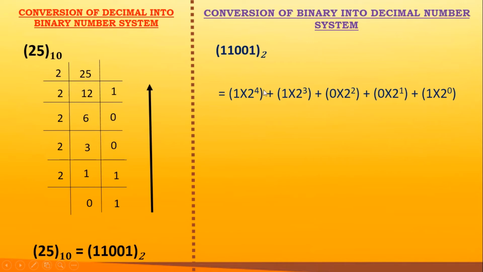This is the rule. Are you getting my point? Each binary digit is multiplied by 2 and we have to give the power from the right side to 2. So let's multiply this and see what happens. So here it multiplies like this. See, 1 multiplied by 2 four times, 2 into 2 into 2 into 2. Same way here, 1 multiplied by 2 into 2 into 2. And again this is 0 multiplied by 2 into 2 because the power is 2.